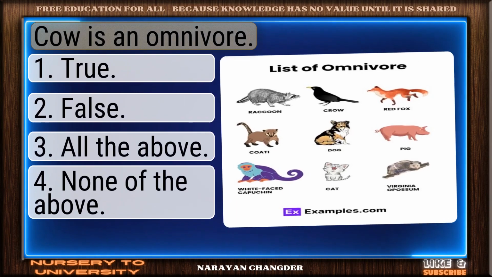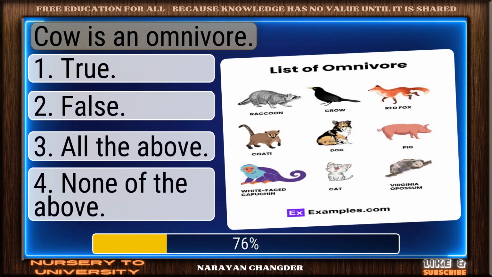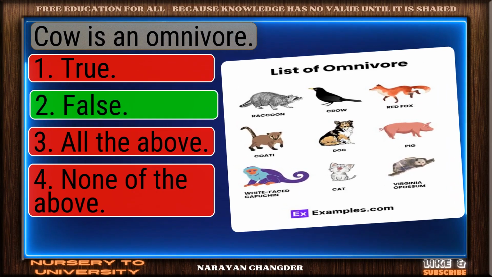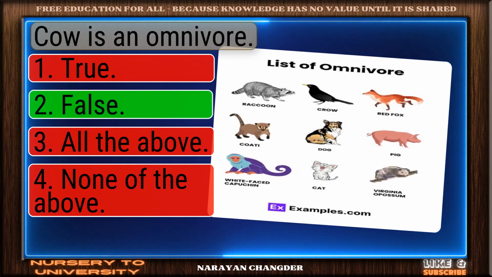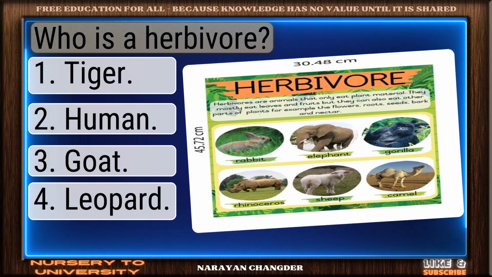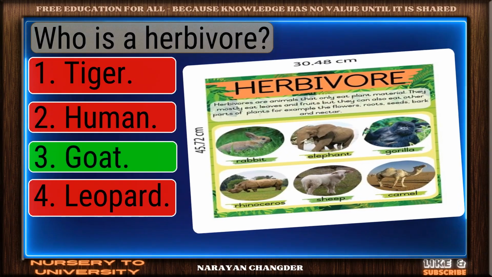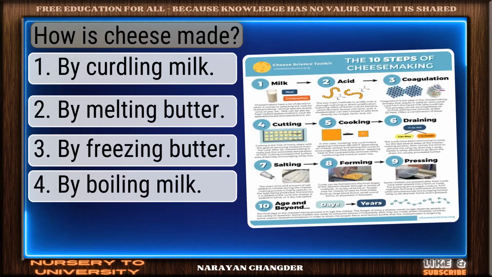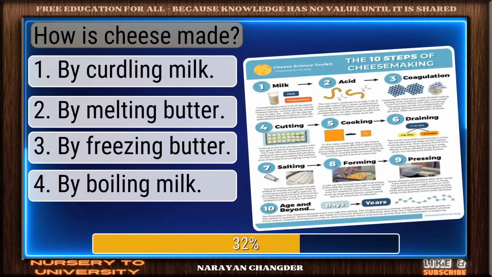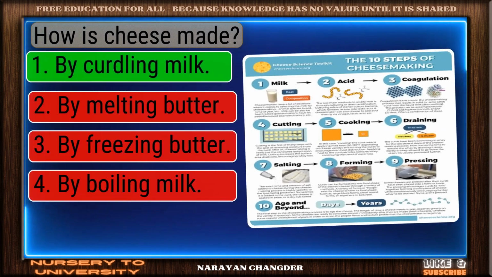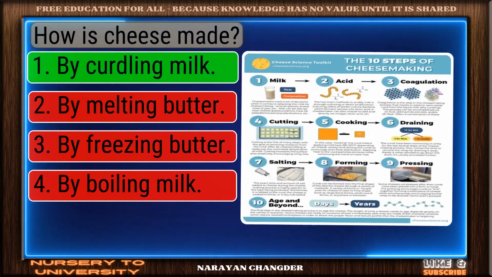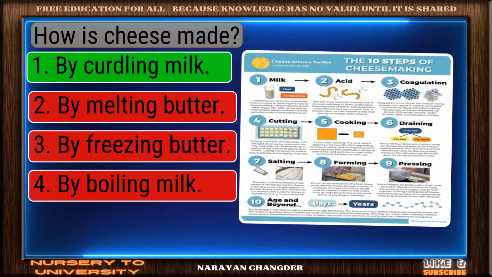Cow is an omnivore. Great job. False is the accurate answer. Who is a herbivore? Good thinking. Goat is the right answer. How is cheese made? Well reasoned. By curdling milk is the correct choice.